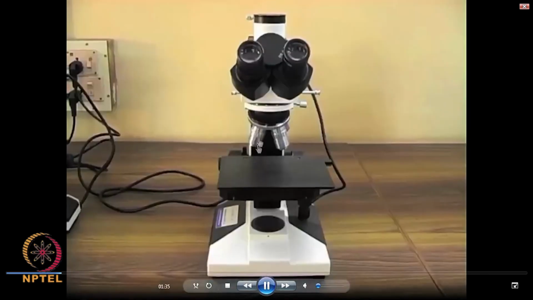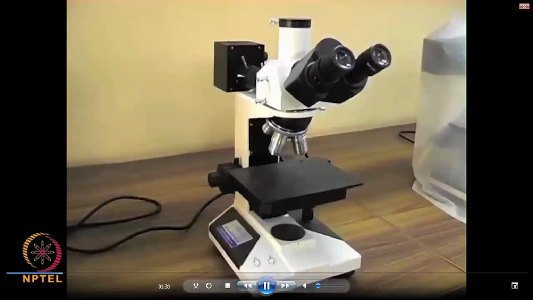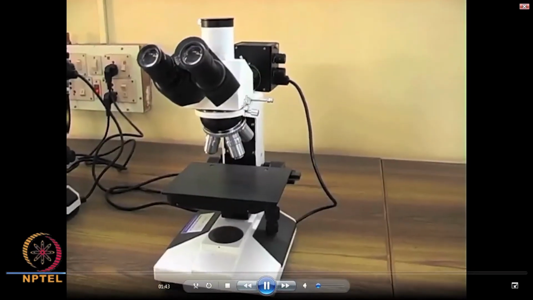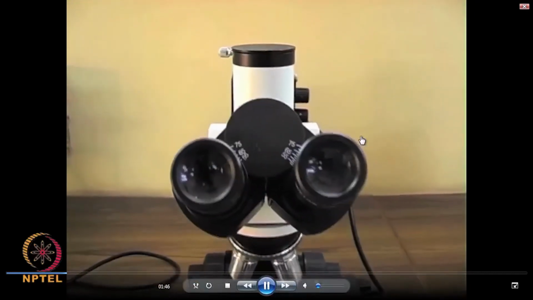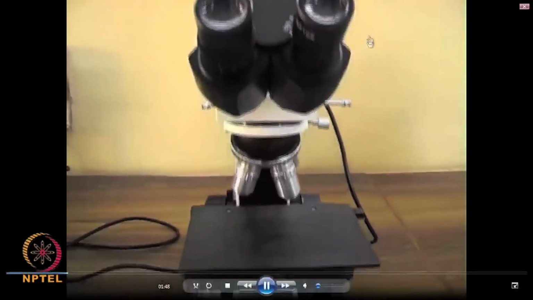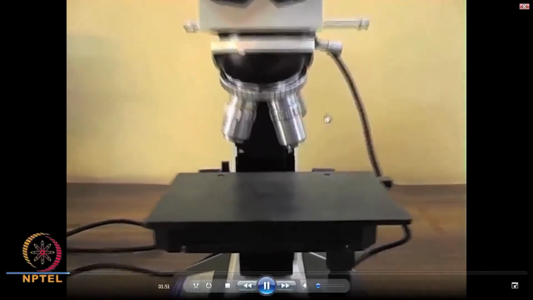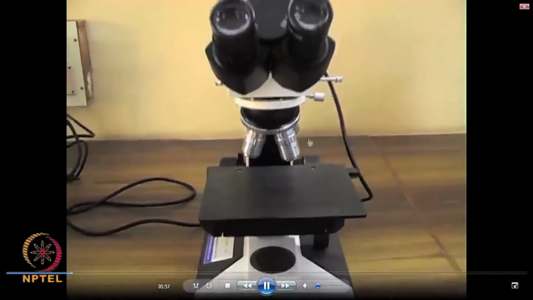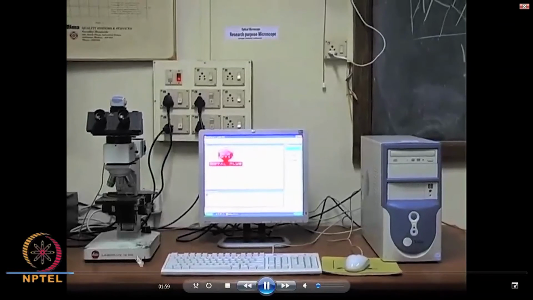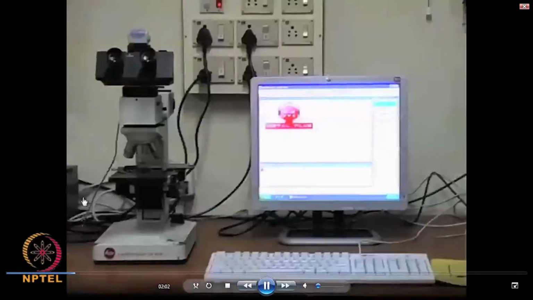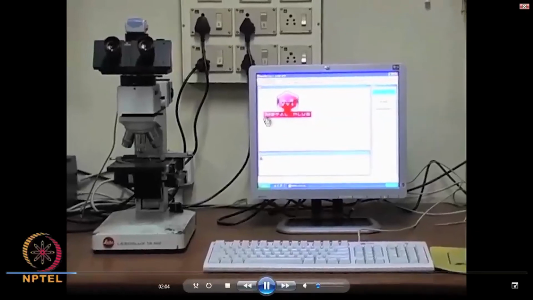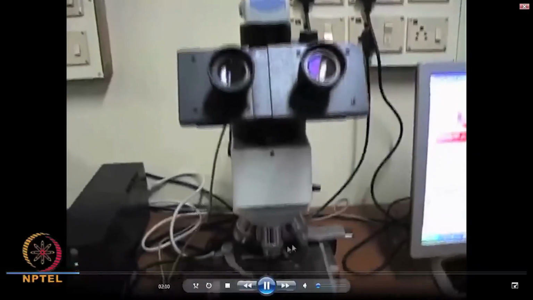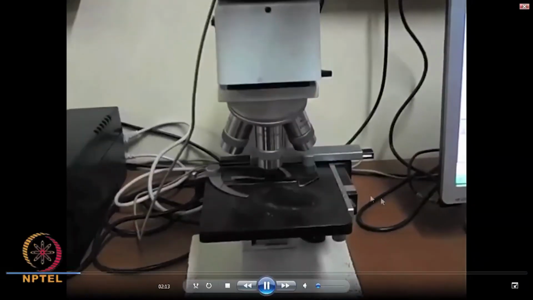What you are now seeing is another vertical, simple type microscope. It is a standard microscope in any metallurgical laboratory. You see the ocular, and you see the objectives. Usually you will have 3 to 5 objectives. This is another microscope which is attached to an image analysis system, or interfaced with a computer.